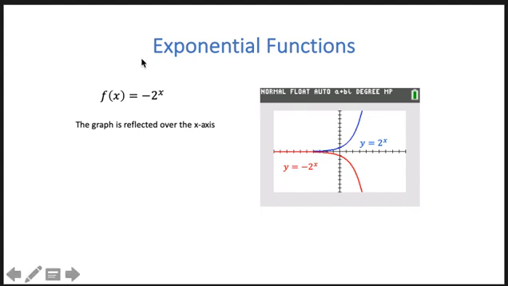So, when we have a negative sign outside or in front of this exponential function, then we have a reflection over x. The domain of the function stays the same, all real numbers. But the range of our function is different. The range starts from negative infinity and goes to 0, but will never be equal to 0. And the horizontal asymptote is the same.